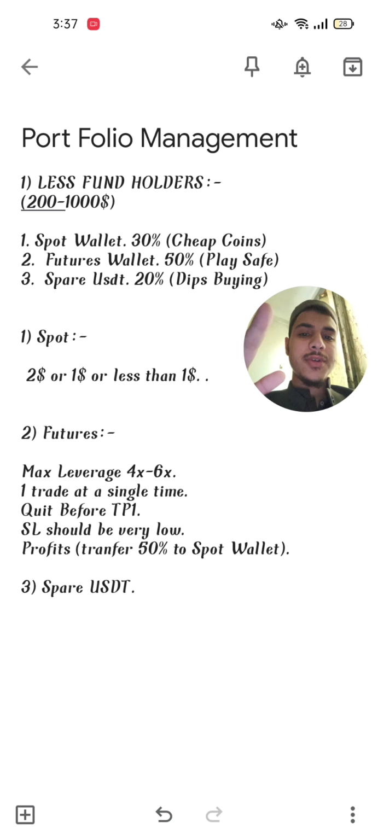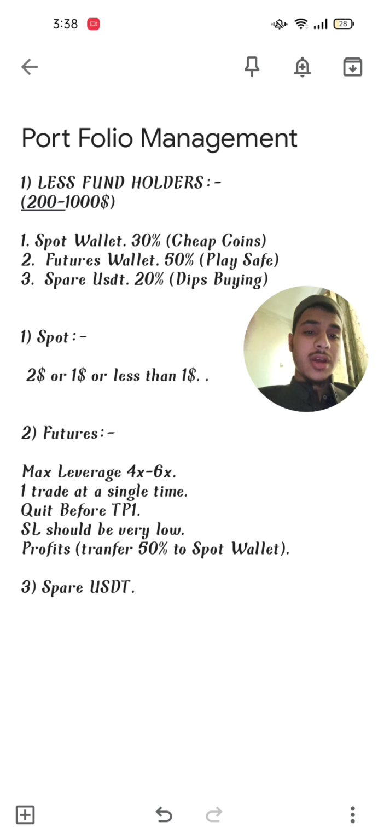Fine. 30% in the spot wallet, like coins. If you have $1,000, you'll keep 300 in the spot wallet, like you've bought coins worth $300. It can be ADA, it can be FET. For less fund holders, it is recommended to buy very cheap coins, so it gives them more profit. And 20% spare USDT, so it's total 50%, and the rest 50% you can use if you are trading in futures.